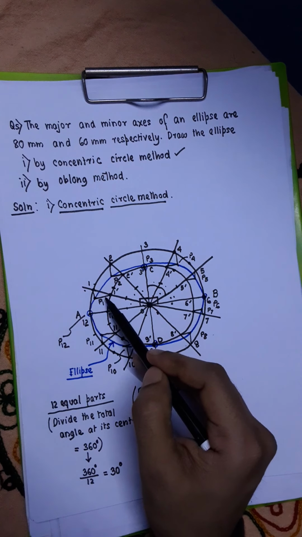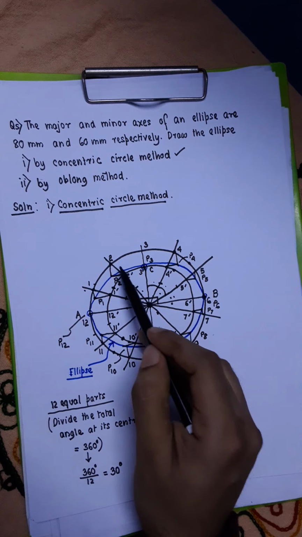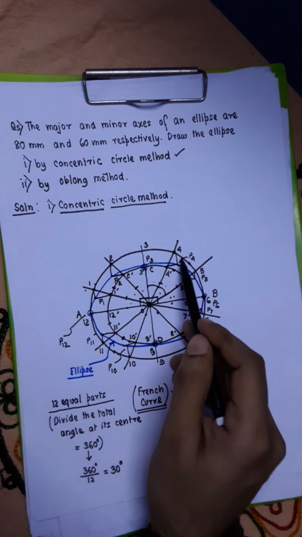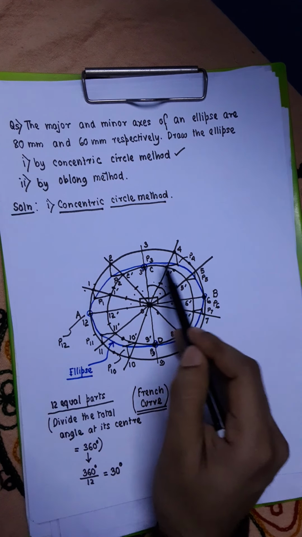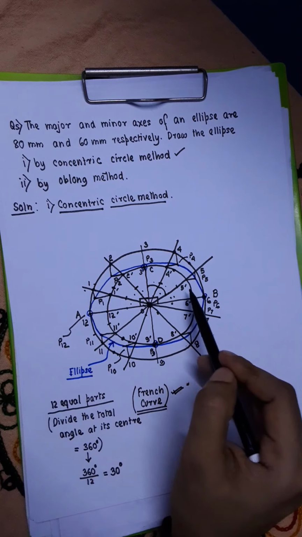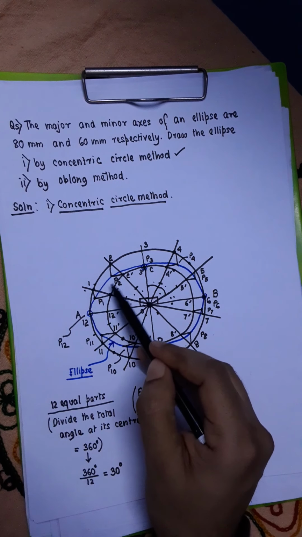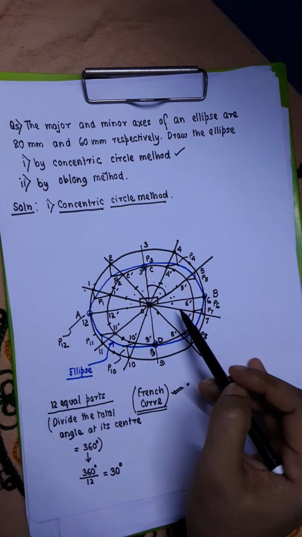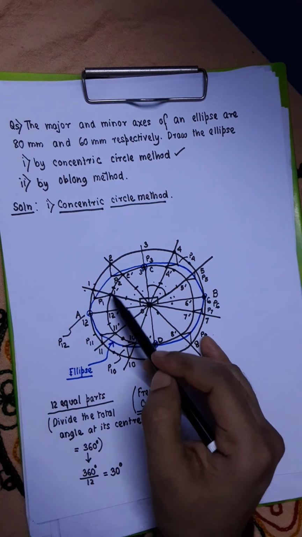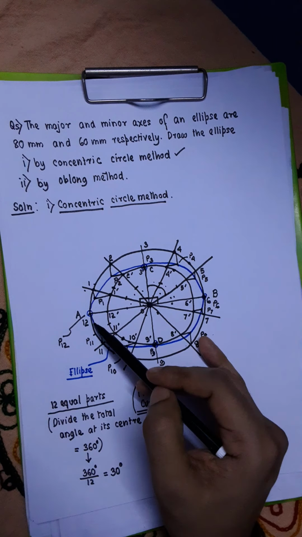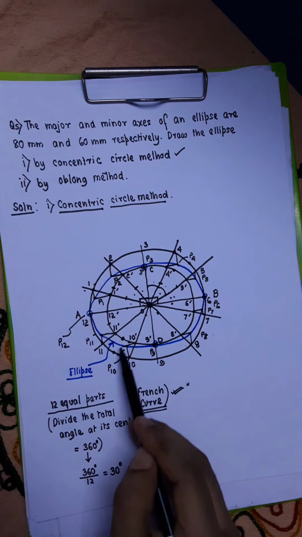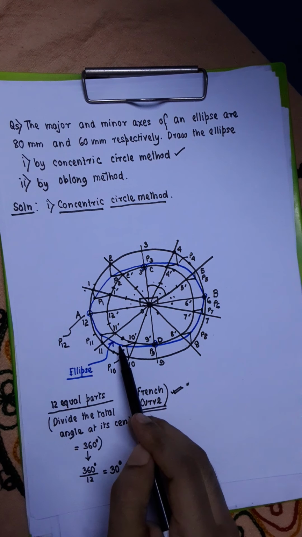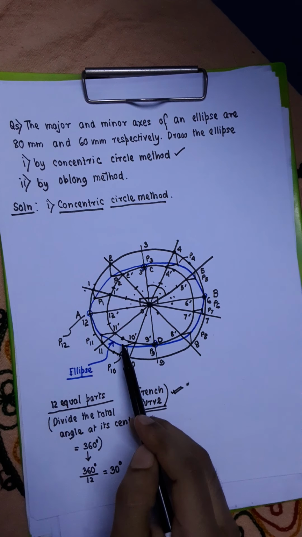Then this construction was repeated for all the other pairs of points 2, 2 dash, 3, 3 dash, 4, 4 dash, 5, 5 dash, 6, 6 dash up to 12, 12 dash to obtain all the 12 points P1, P2, P3, P4, P5 up to P12, all of which lie on the ellipse that we are trying to construct. After obtaining all these 12 points from P1 to P12, you can join all of them using a drawing instrument which is referred to as a French curve to get the required ellipse. So this is how you construct an ellipse by the concentric circle method.